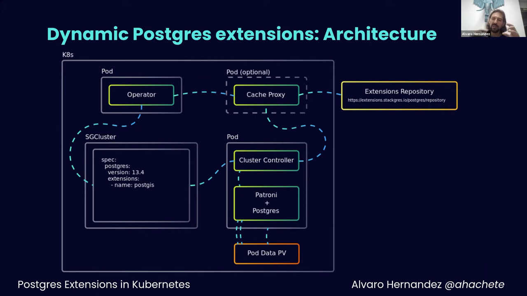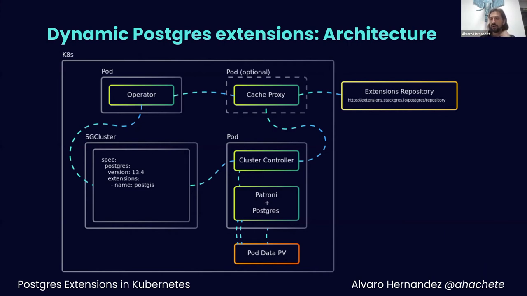Within the pod, this local controller, the cluster controller, is going to read the information on the CR, and it's going to interpret which extension needs to be downloaded. It's going to connect to this external extension repository running on the internet, download the extensions, unpack them, verify digital signatures, create symlinks, and in general, make them available to Postgres. And they will all be stored in the persistent volume.